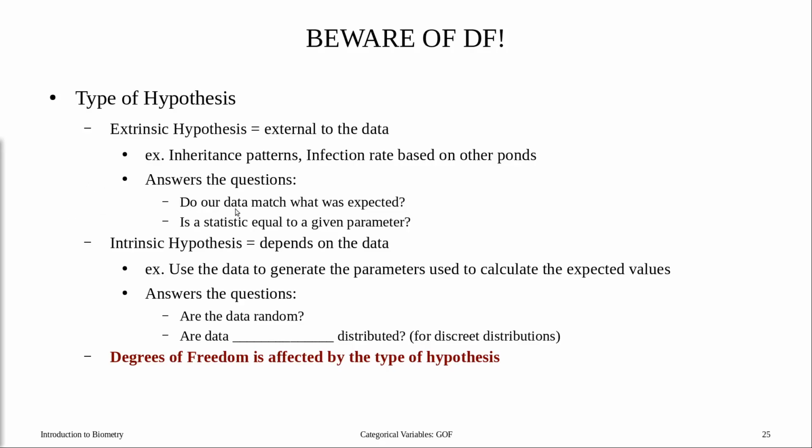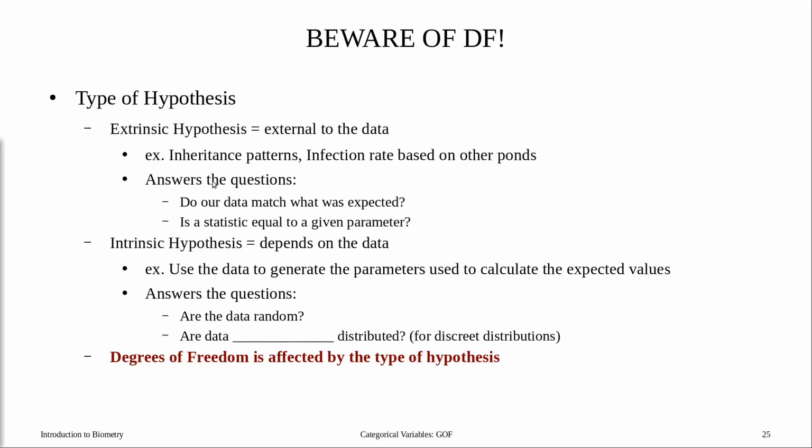When would we have this? Well, when we generate our expected external to the data. So questions that extrinsic hypotheses would answer would be, does our data match what we expect? Is our statistic equal to a given parameter? So is lambda equal to some value? Or is our probability of success equal to some value, and so forth? Those are all things that are extrinsic in nature, and that means our goodfit function will generate the correct p-values.